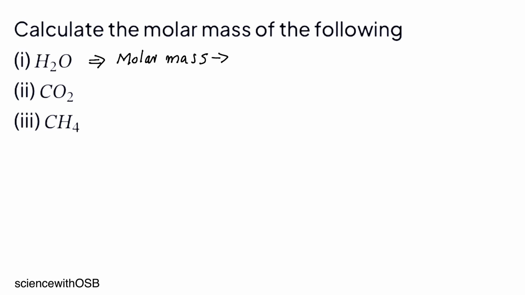See, for hydrogen, atomic mass is 1, right? In water, how many hydrogen is there? You can see 2 hydrogen. So 1 into 2, plus oxygen. What is atomic mass? 16. Okay, on adding what you will get? 18. Okay, and remember to put the unit, that is very important here, gram.